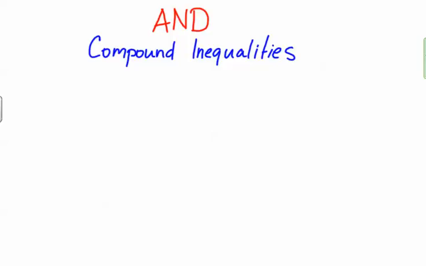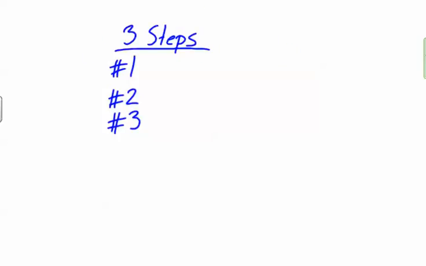When you're solving compound inequalities, there are two basic types, the AND compound inequality and the OR compound inequality. In this video, I'm going to talk about the AND compound inequality. To solve, there are three basic steps.